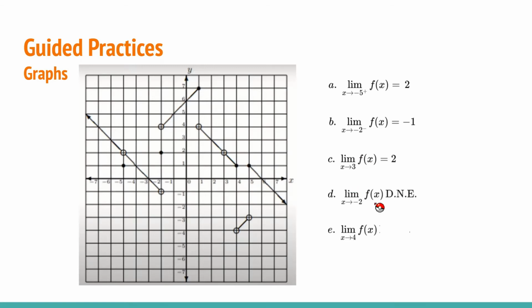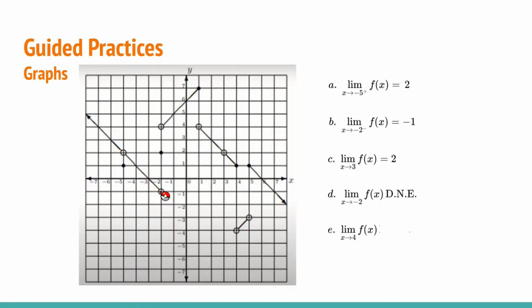Now for letter D, it says here that the limit is none. The limit does not exist. So if we try to prove that, first we have to find negative 2, which again is here. From the left to negative 2, we have negative 1.